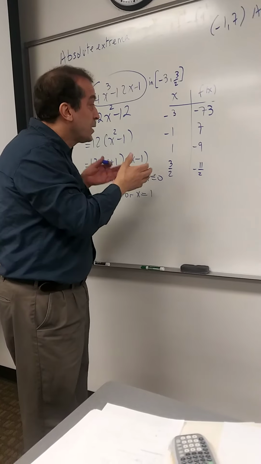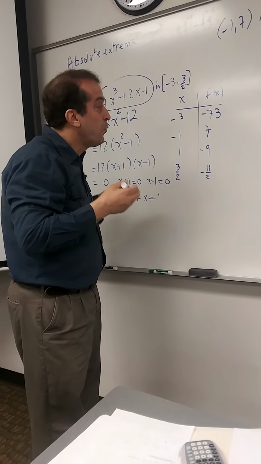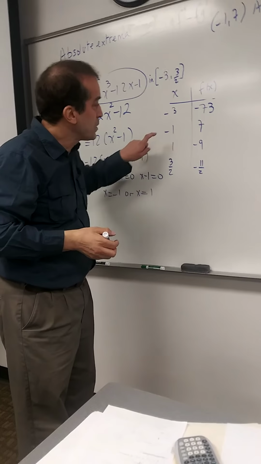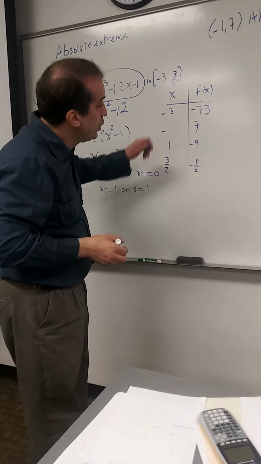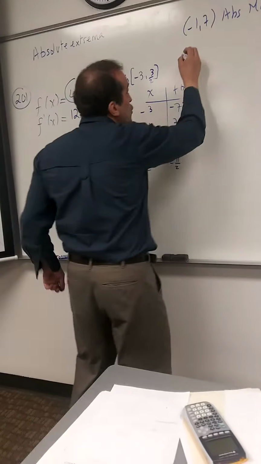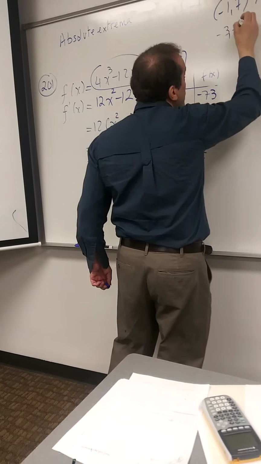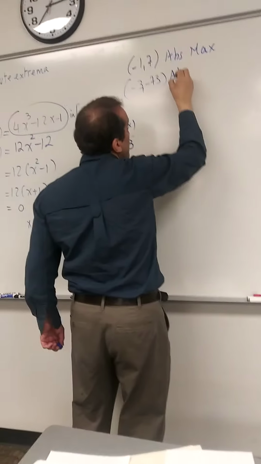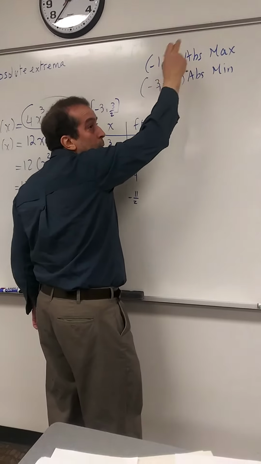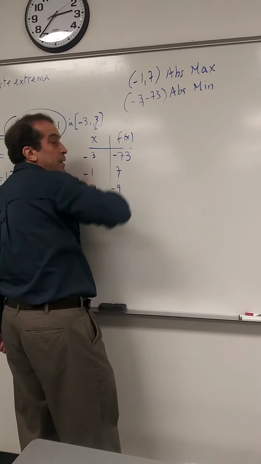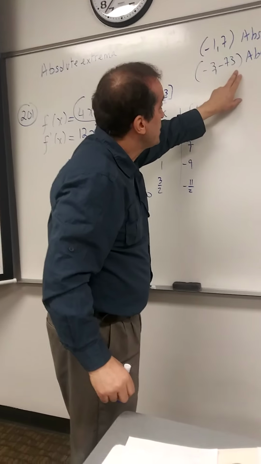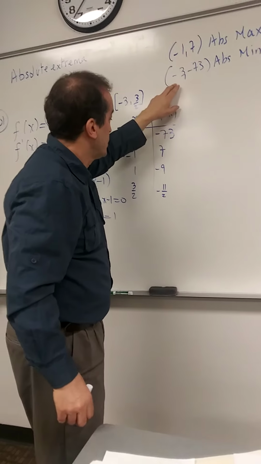So if this was a function like an application, the maximum value of whatever it is, like a profit or whatever, would be 7. And it occurs at minus 1 in this interval. The lowest number was minus 73, and it occurred at minus 3. So minus 3, minus 73 is the absolute min. Let me say this again. 7 is the absolute max. It occurs at x equals minus 1. Minus 73 is the absolute min, and it occurs at x equals minus 3.